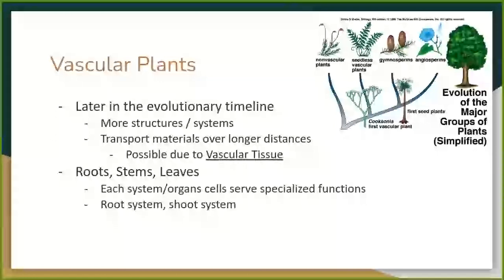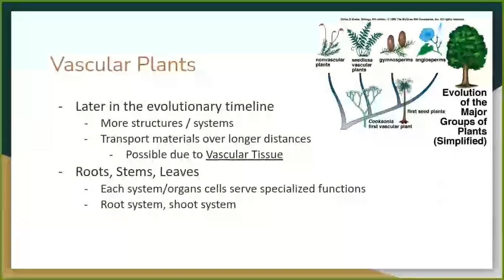One main thing that differs them from non-vascular plants is the ability to transport materials over longer distances. That's made possible due to specialized tissues known as vascular tissue. There's multiple types of vascular tissues as well. Examples include roots, stems, and leaves. So each organ system has cells that are specialized to provide certain functions, and then they can be split into two different systems: the shoot system, which is above ground, and the root system, which is below ground.